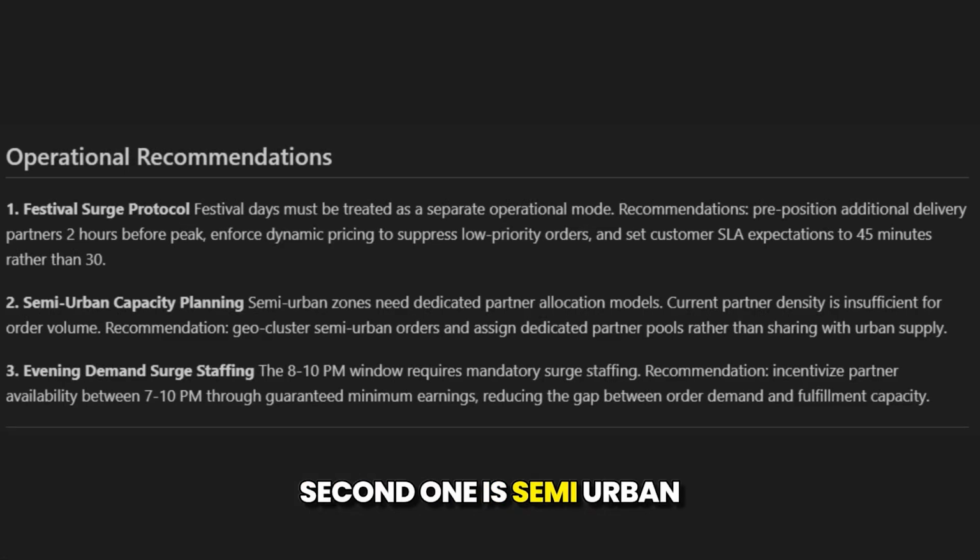Second one is semi-urban capacity planning. Semi-urban zones need dedicated partner allocation models. Current partner density is insufficient for order volume, so we have to geo-cluster semi-urban orders and assign dedicated partner pools rather than sharing with urban supply.